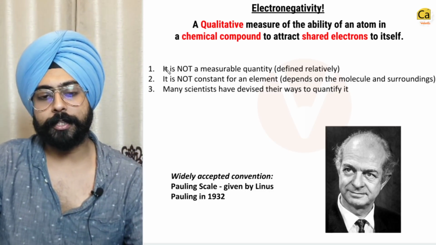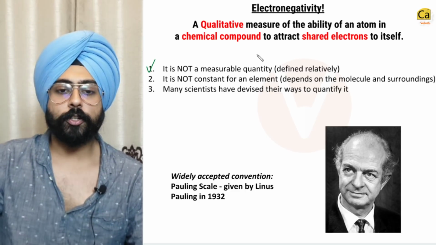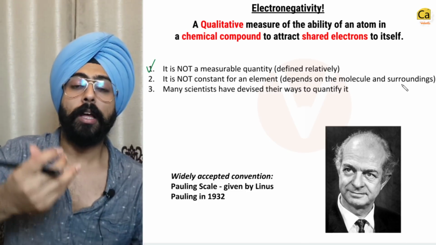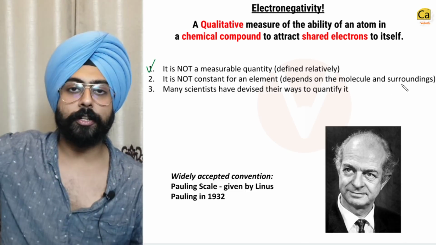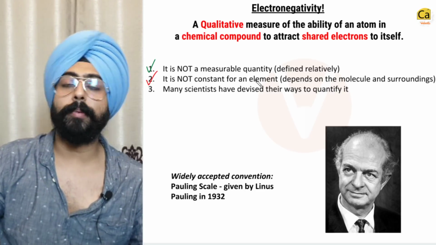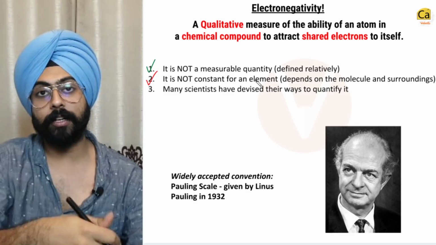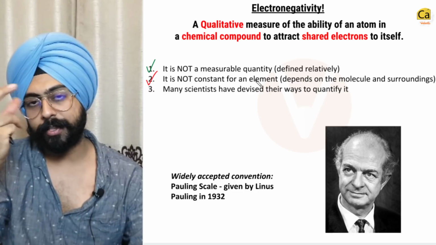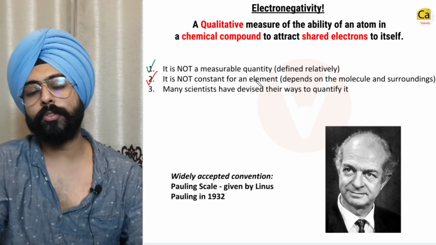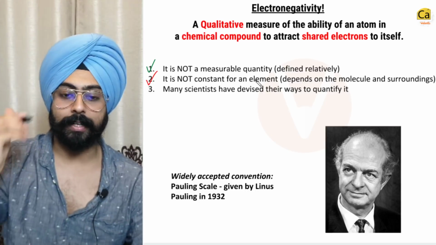It is not a measurable quantity. It is defined relatively, as I told you. It is not constant for an element. It depends on the molecule and surroundings. As I told you, a person would be nice with you but not nice to someone else. So it is not constant for an element. It depends on how it is bonded to some other species. If it has single bond, multiple bond, if it is present in a certain medium, etc., etc. Lots of other things also change the electronegativity for an element.